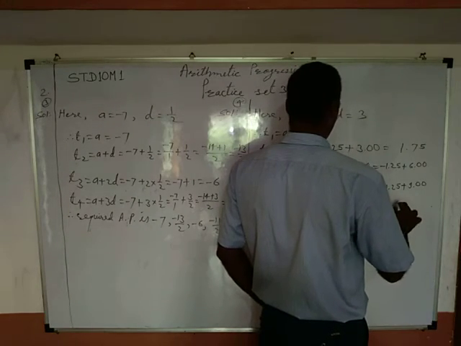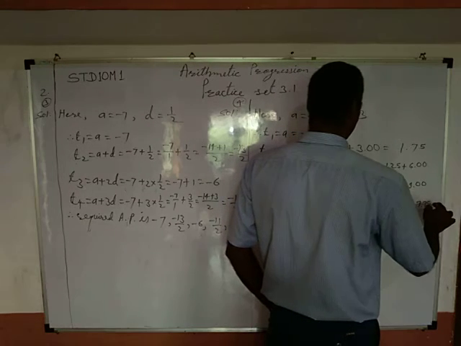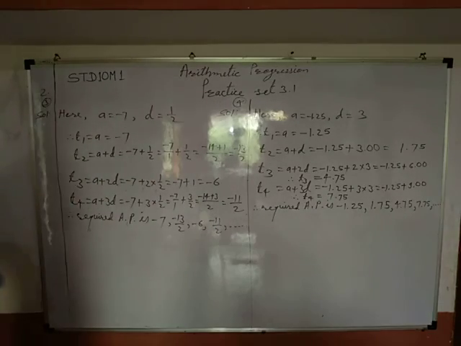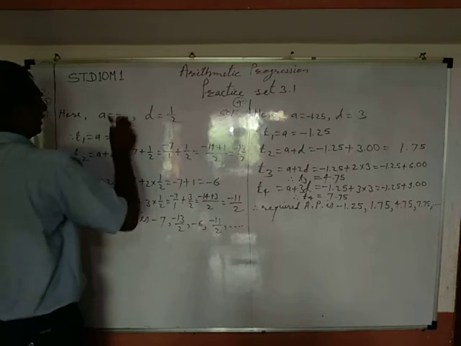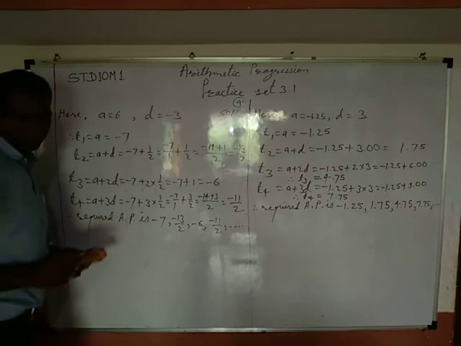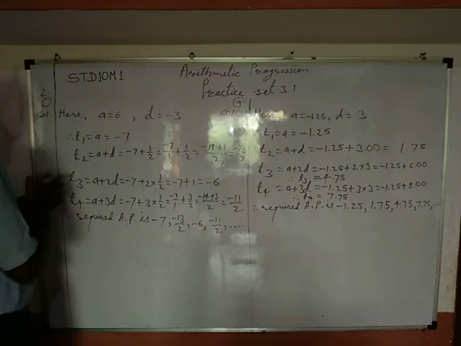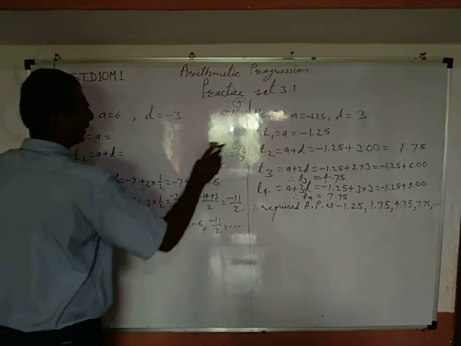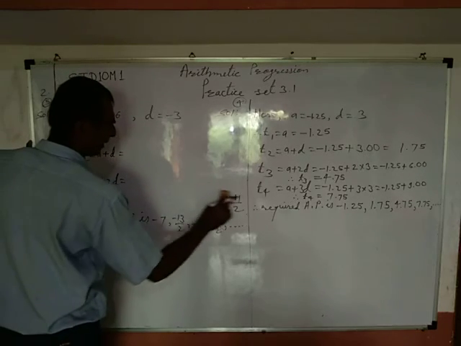1.75, 4.75, 7.75 and so on. Number 5, A equals 6, D equals minus 3. Question 5th, its solution. Now let's find T1, T2, T3, T4 and let's write the required AP.